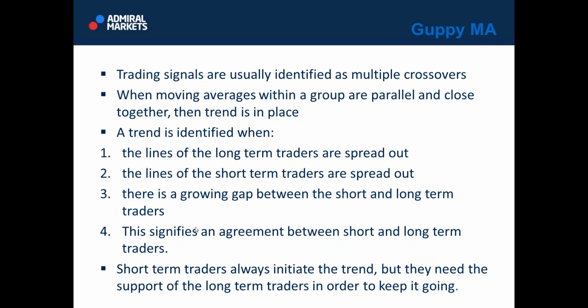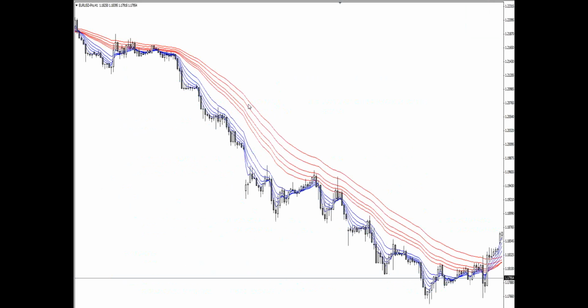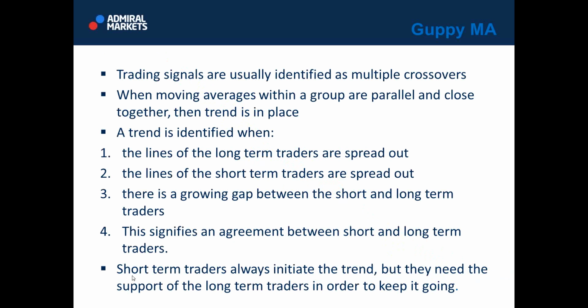Okay? And that is step number 4. This signifies an agreement between short and long-term traders. Okay? Both short and long-term traders are in agreement. How do we know that they are in agreement? Simple. Because red EMAs are above blue EMAs. So long-term traders are riding the trend which short-term traders initiated. That is the conclusion. Short-term traders always initiate the trend, but they need the support of the long-term traders in order to keep it going.